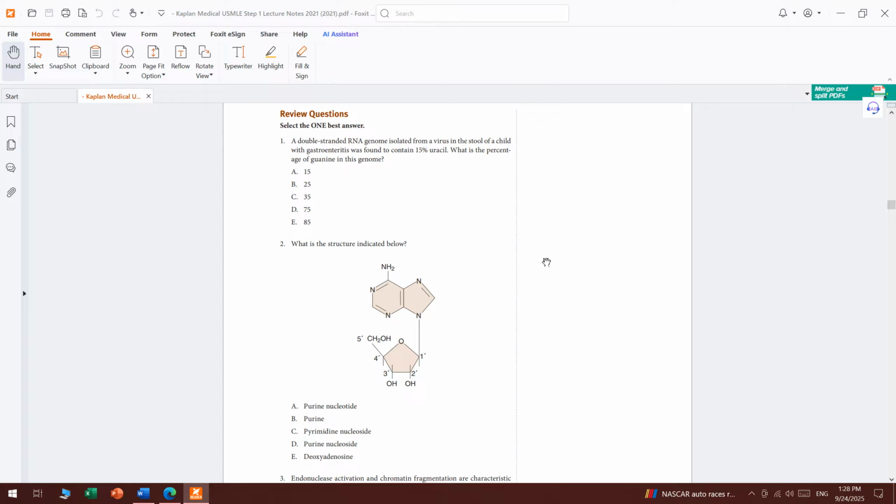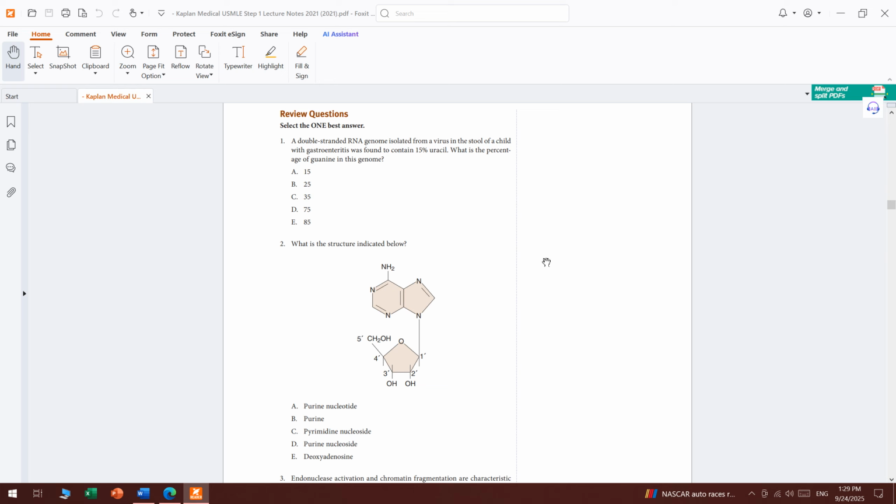Answer explanation. The correct answer is C, 35. For double-stranded nucleic acids, Chargaff's rules apply. In double-stranded RNA, uracil pairs with adenine, and guanine pairs with cytosine. Therefore, the percentage of U must equal the percentage of A, and the percentage of G must equal the percentage of C. Given that uracil is 15%, then adenine must also be 15% due to complementary base pairing.